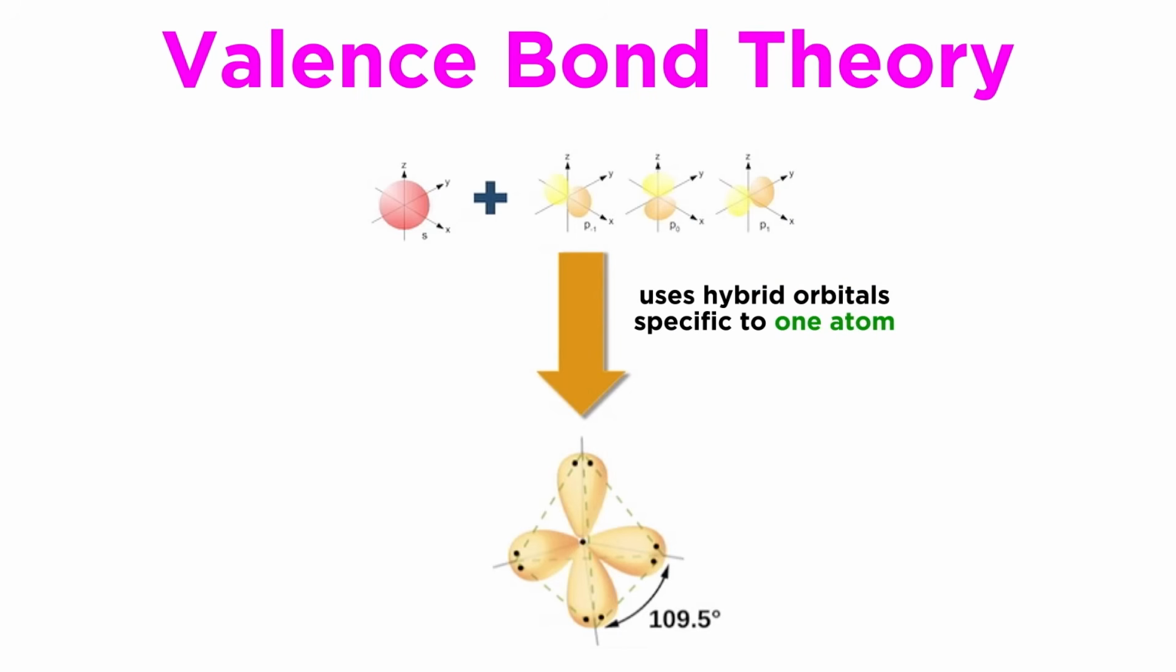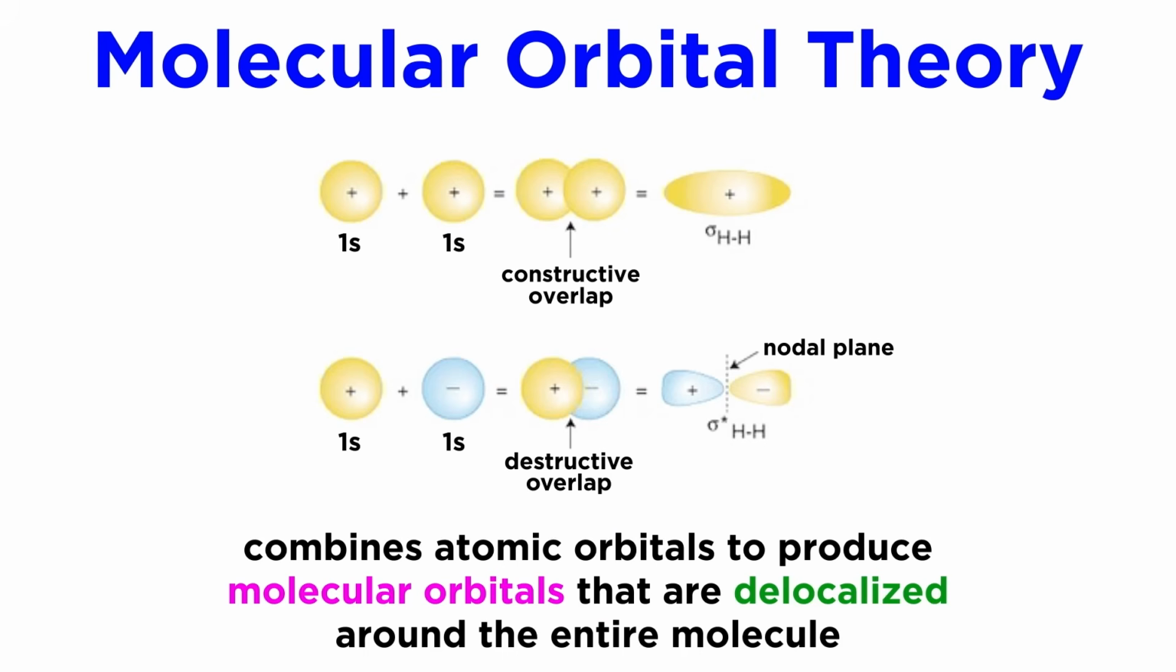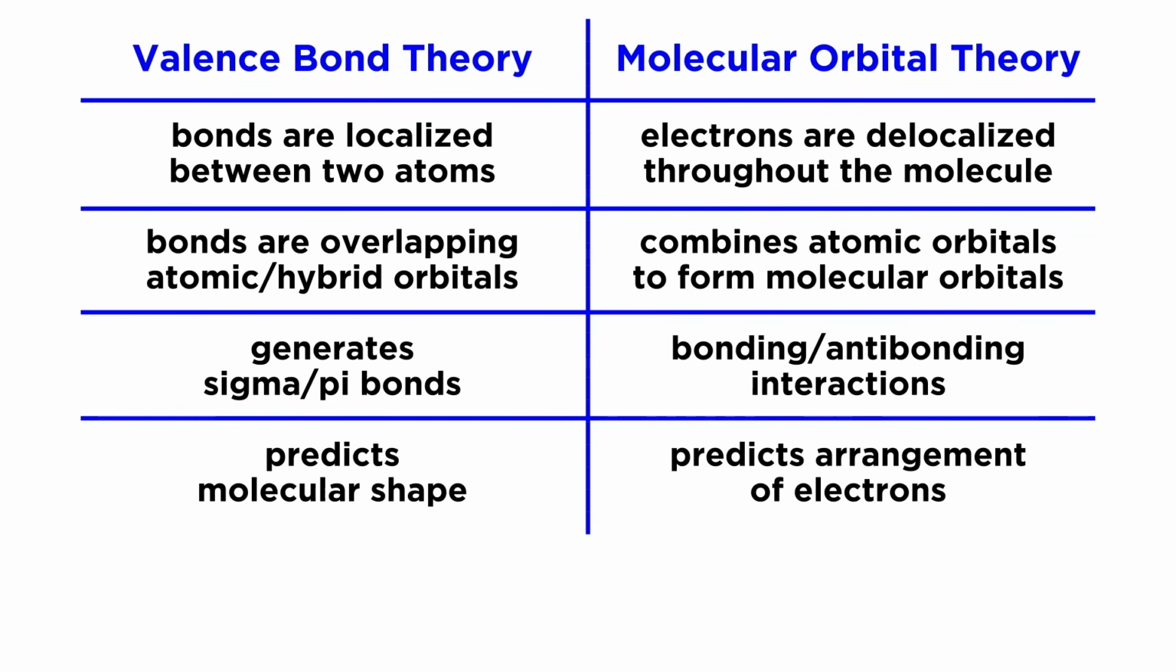Unlike valence bond theory, which is the theory that uses hybrid orbitals which are specific to one atom, molecular orbital theory combines atomic orbitals to produce molecular orbitals that are delocalized around the entire molecule rather than belonging to the two atoms in the covalent bond. Let's look at this table to compare the assumptions involved in the two theories.